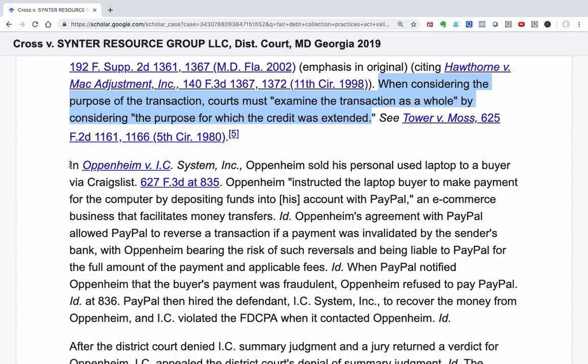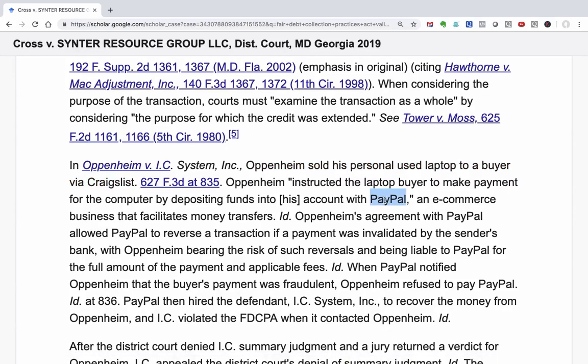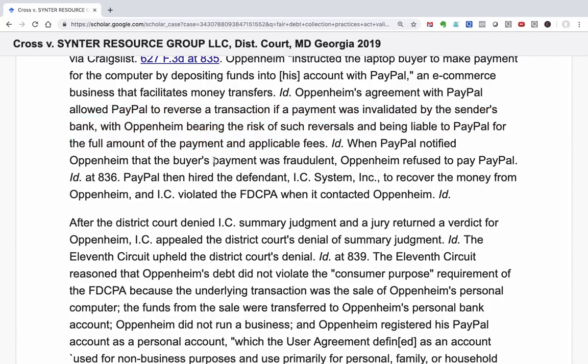And so we have this case, Oppenheim versus IC System, Inc. The basic gist is the plaintiff, the consumer, sells a laptop to a buyer through Craigslist, and they're going to use PayPal. The agreement is if PayPal reverses the transaction because the payment was invalidated by the sender's bank, then the consumer, Oppenheim, bears the risk of that and has to pay PayPal. Sure enough, the payment was fraudulent, and the consumer says, well, I'm not paying you, PayPal. The reasons don't really matter. So PayPal hired the debt collector, and then they violated the law.